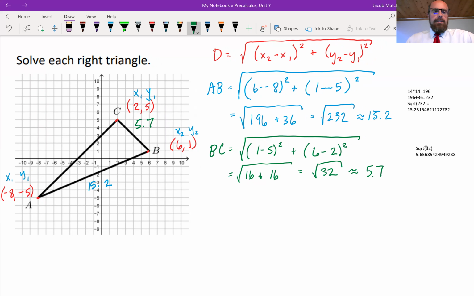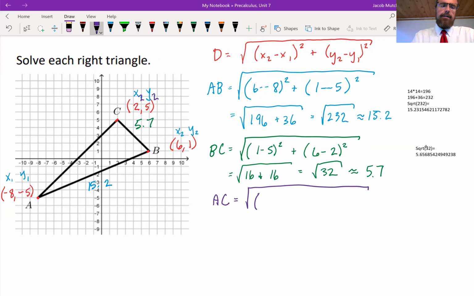Our last side length is going to be side AC. So we'll continue by setting up here with the distance formula. Now I want to relabel C here because I'd already labeled A, X1, Y1. So I'm going to just adjust C to be X2, Y2 for this version. So then for side AC, I'll set up the distance formula there.